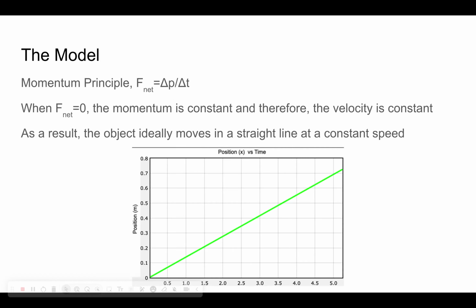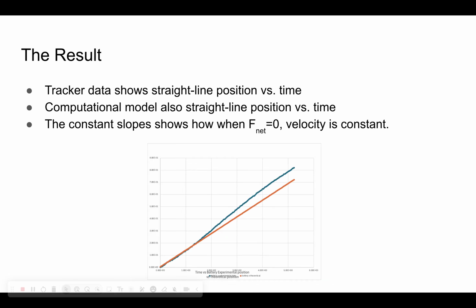So, the main physics principle here that we use is the momentum principle. Net force equals the rate of change in momentum. In equation form, that would be F net is equal to delta P over delta T. If the net force is zero, momentum stays the same, and because of that, velocity also stays the same, as momentum is shown by mv. This is what we would call uniform motion. The object moves in a straight line at a constant speed.